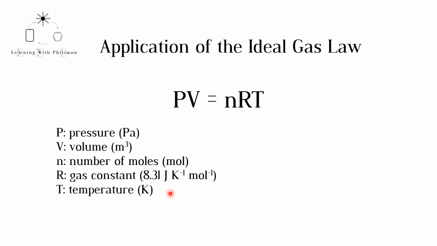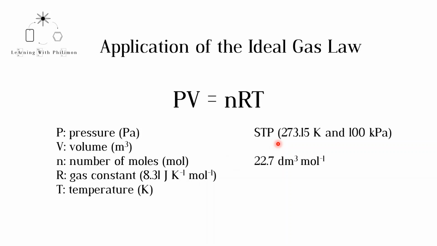Note that at standard temperature and pressure, 273.15 Kelvin and 100 kilopascals, 1 mole of any gas has a volume of 22.7 decimeters cubed. Under these conditions, it is not necessary to use this equation. For more on solving questions without PV equals nRT, watch the video Molar Gas Volume. Note that in that video, 24 decimeters cubed is used instead of 22.7 as the reactions are at room temperature and pressure, RTP. The same method applies, however.